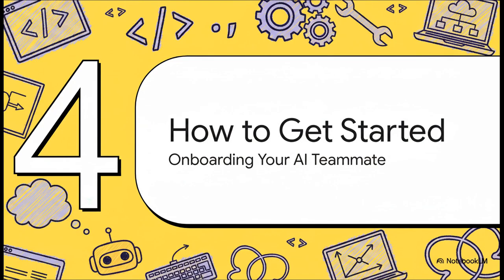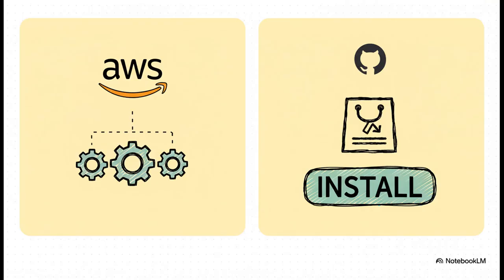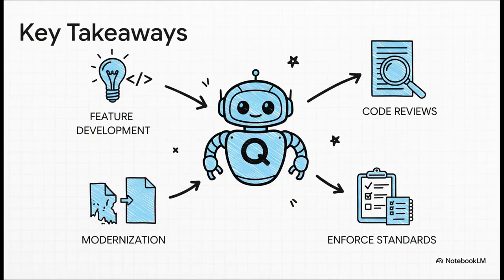Okay, so you're probably thinking, this sounds great. How do I get this AI teammate on my project? Let's quickly break down how you get started. Now, this is a really key difference between the two. Getting started on GitHub is ridiculously easy. You can just install it for free right from the GitHub marketplace. The GitLab integration, on the other hand, is a bit more enterprise-focused, and it does require some initial AWS setup to get everything connected.